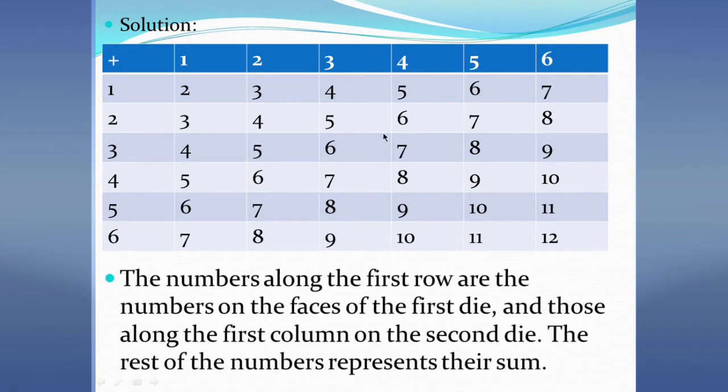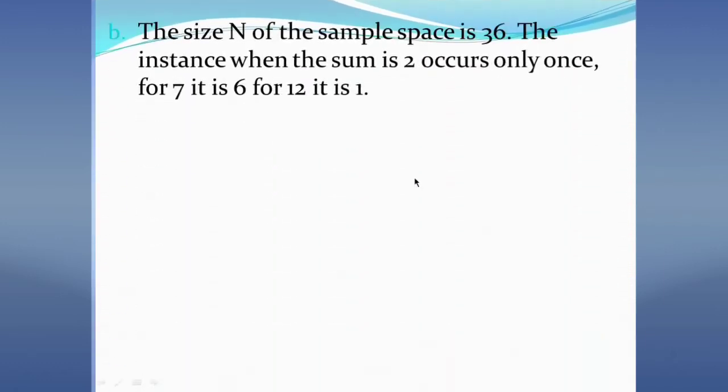The numbers along the first row are the numbers on the faces of the first die, and those along the first column are on the second die. The rest of the numbers represent their sum. That's what I explained earlier. Now for letter B, the size n of the sample space is 36.